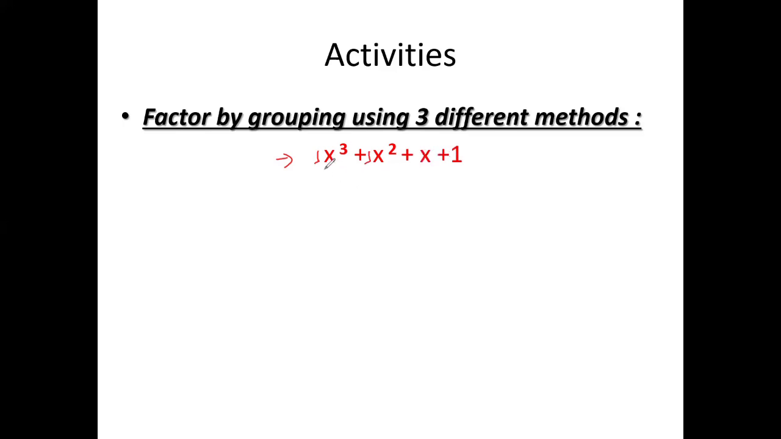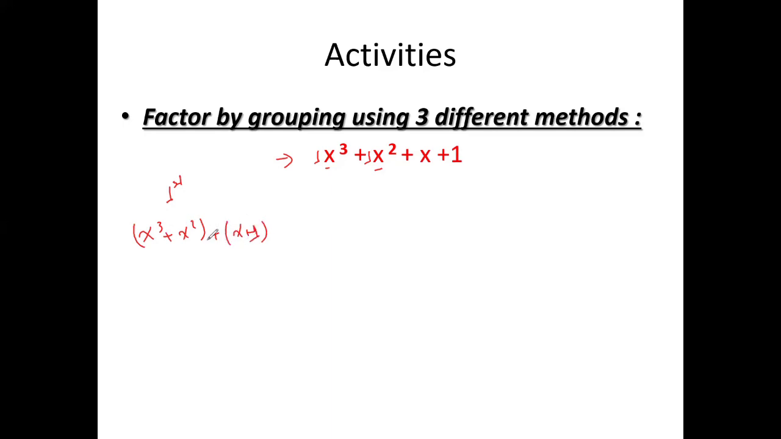And this means the ratio between any two of them equals the other two. So we can group the first with the second, third, or fourth terms. Let's use the first method. Let's say x power 3, we'll group it with x power 2, plus x plus 1.